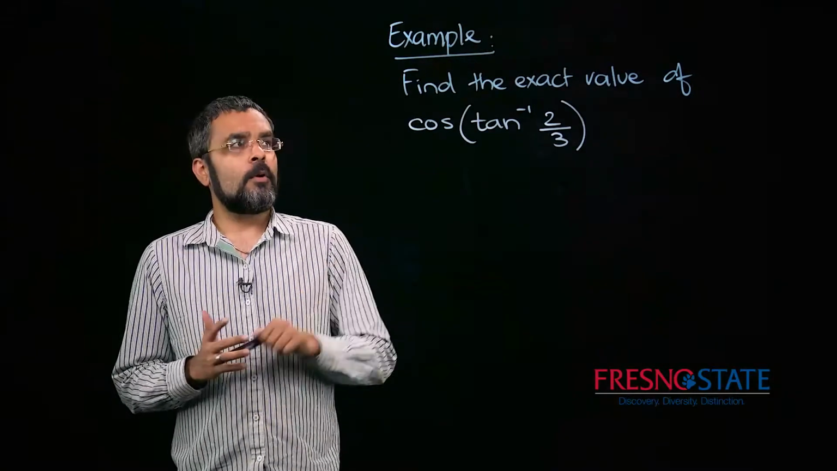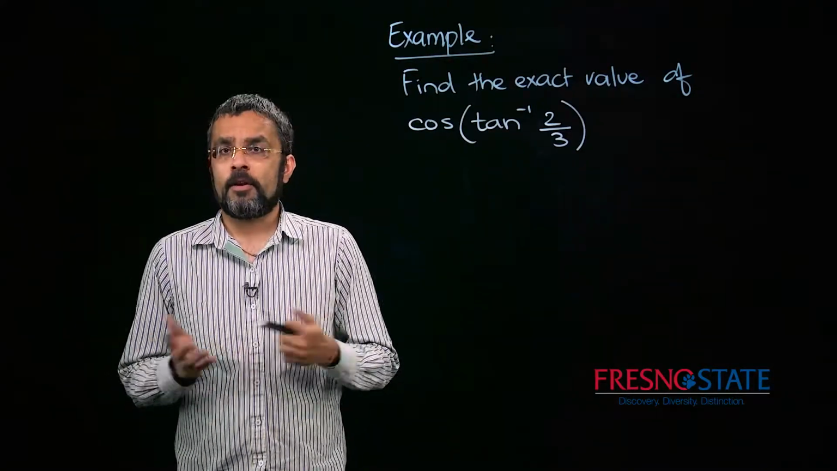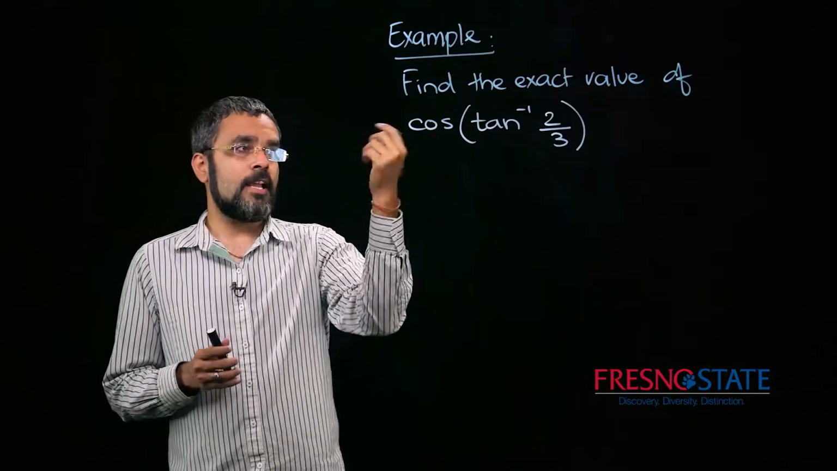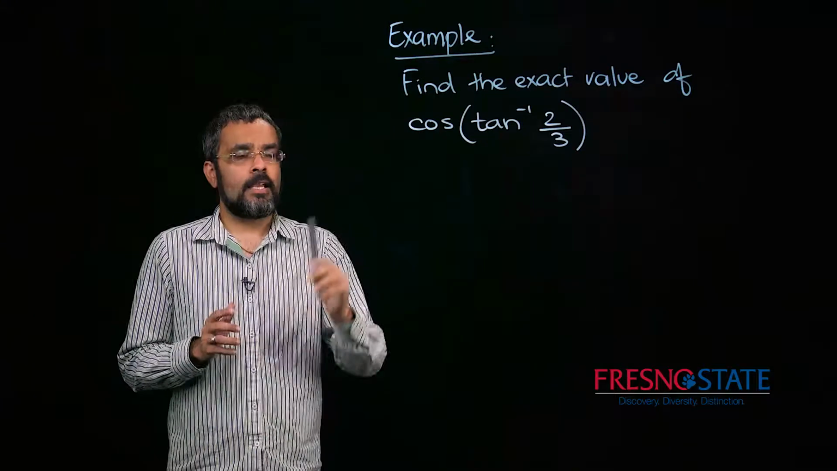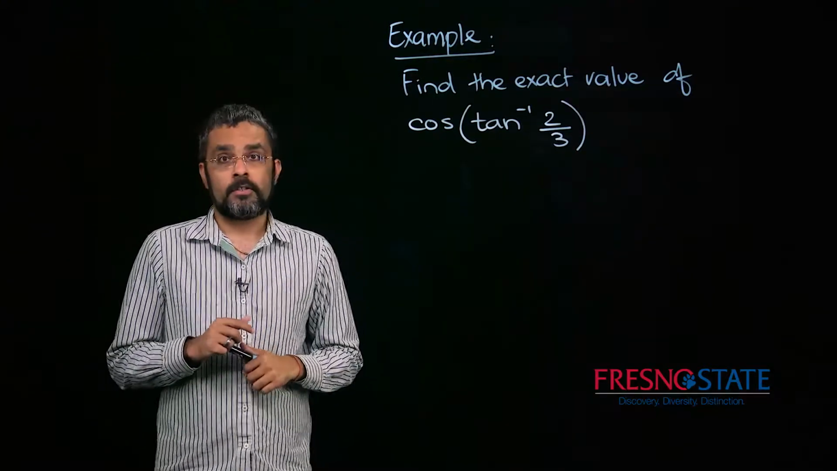All right, so in this example, we're going to look at finding exact values of composite trig functions. So there's a composite function. You can say f is your cosine and g would be tan inverse. So we're finding the exact value of cosine of tan inverse of 2/3.